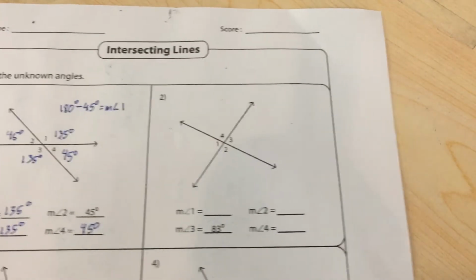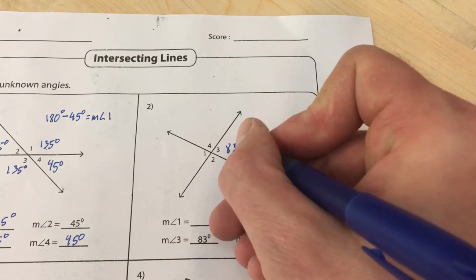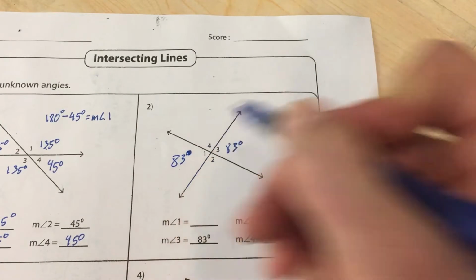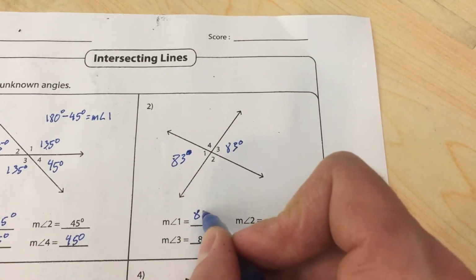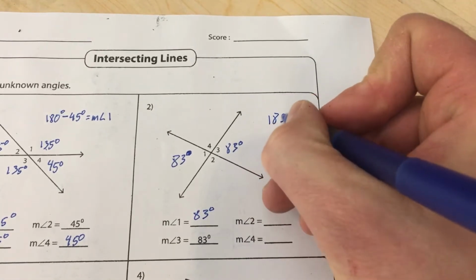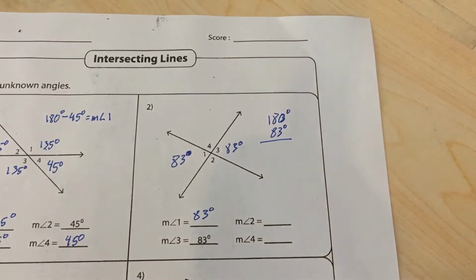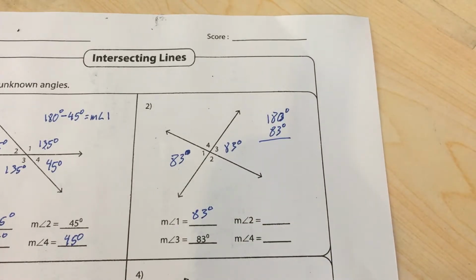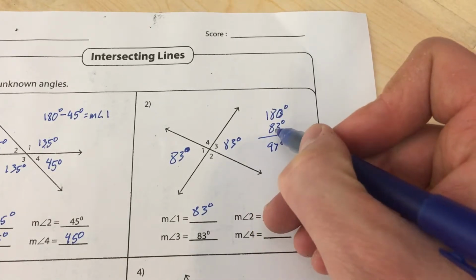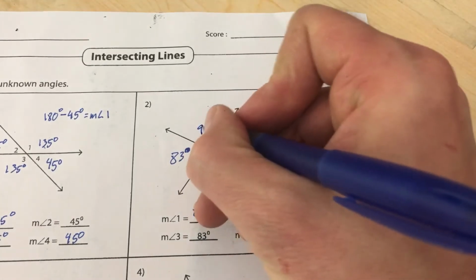All right, so number 2. If we know that measure of angle 3 is 83 degrees, then we know measure of angle 1 is 83 degrees because they're opposite of each other, okay? So it is your job to now subtract 83 degrees from 180 degrees. And what do you get? That's right, you get 97 degrees. So 180 minus 80 would be 100, and minus another 3 is 97 degrees. So that is going to be angle 4.